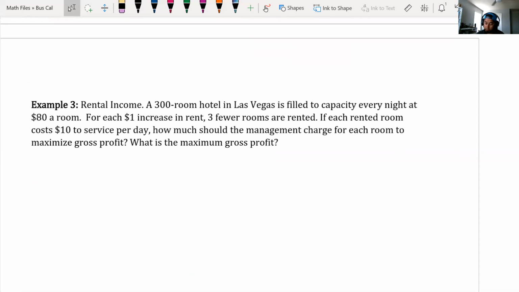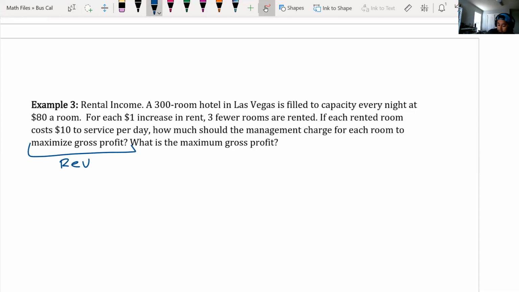So you've got a 300 room hotel in Las Vegas. It's filled to capacity every night at $80 a room. For each $1 increase in rent, 3 fewer rooms are rented. If each rented room costs $10 to service per day, how much should management charge for each room to maximize gross profit? What is the maximum gross profit? And again, these problems you treat as revenue. Even if it says profit, well, this says maximum gross profit, we're still going to set it up as a revenue function. So just see it as revenue.